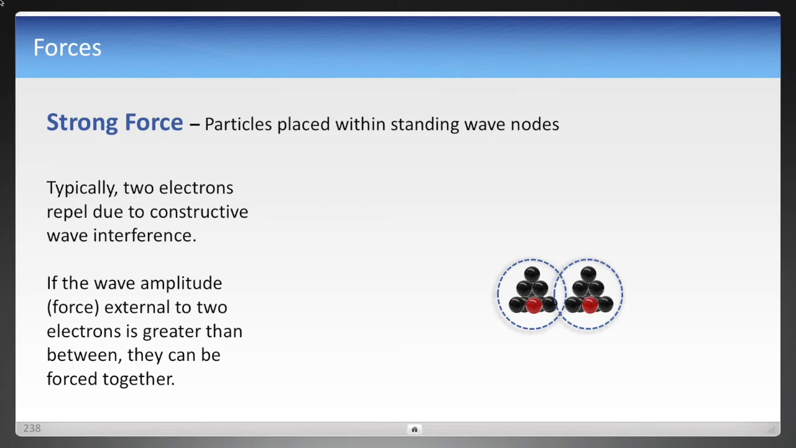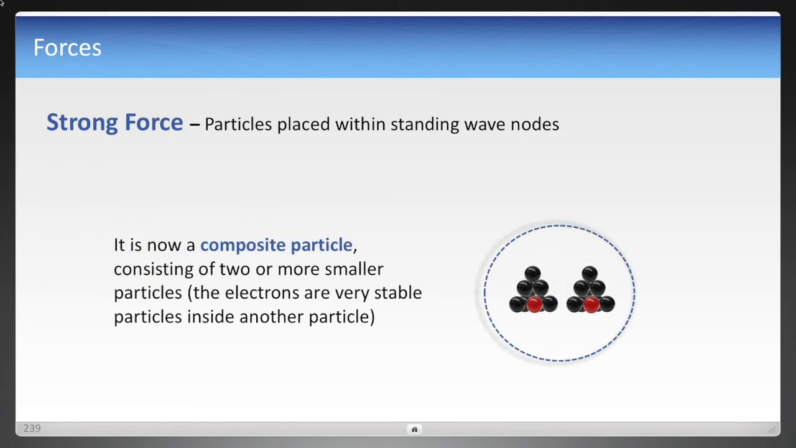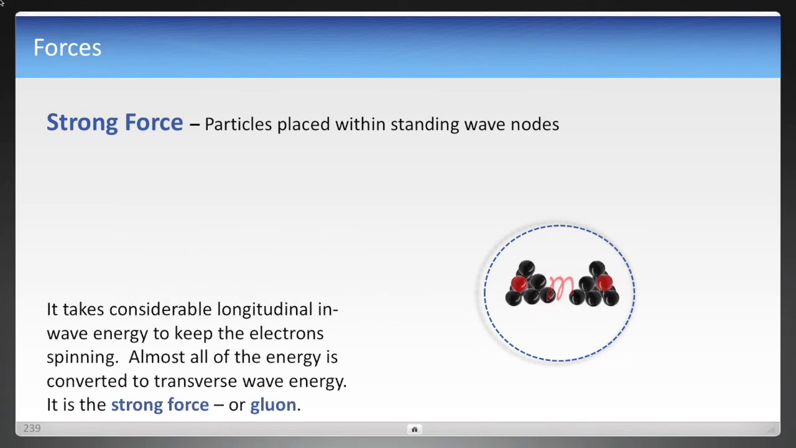And when they are pushed together, they create basically a new particle, just like we saw earlier with the combination of particles like neutrino oscillation. Now the electrons are actually very stable particles, so they would probably still continue in their geometric arrangement, but it's now a composite particle, and the energy required to spin is much more significant. And so that was calculated as a change in wave amplitude using the fine structure constant, and it's the strong force, known as a gluon.